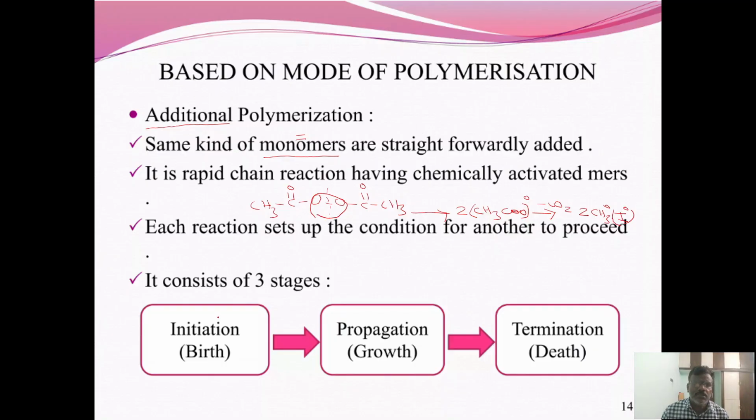So there are three steps in this reaction: initiation, propagation, and termination. Initiation is where the initiator will go and attack the monomer. That is the I radical, the methyl radical, and let us start with ethylene.